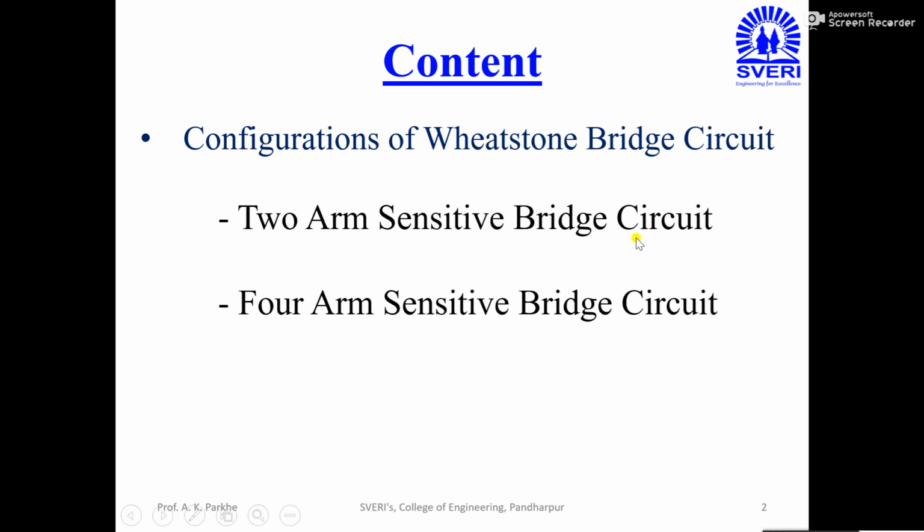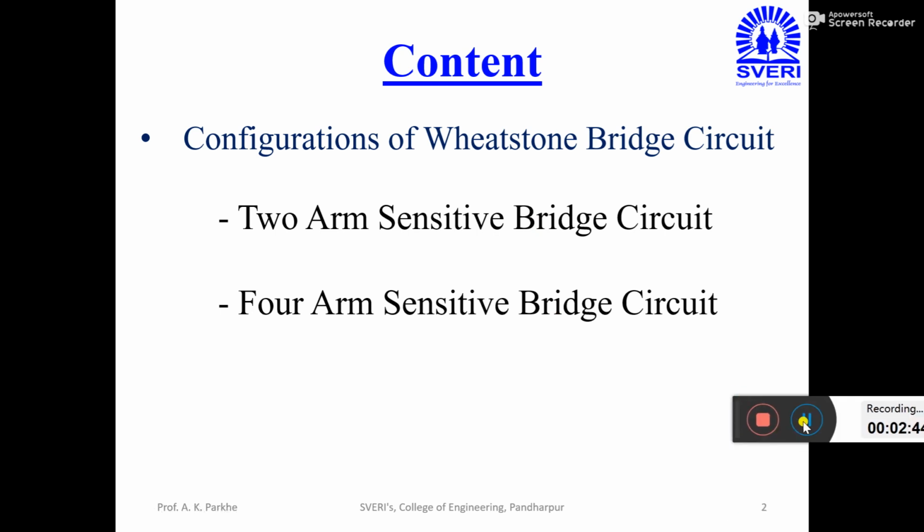This two arm sensitive bridge circuit is further divided into two types as per the nature of the strain gauges. Because as we know, in the Wheatstone bridge circuit, out of the four arms, two arms behave similarly. That means two arms behave in tension and the remaining two arms behave in compression. Already we have considered that arm number 1 and arm number 4 are subjected to tension, and arm number 2 and arm number 3 are subjected to compression.